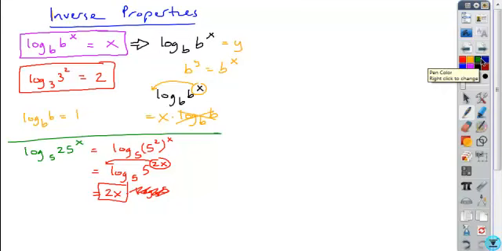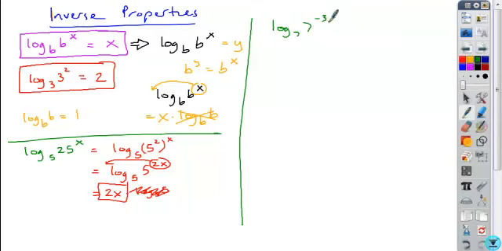So try the following example. Log base 7 of 7 to the negative 3x. What is that going to simplify to?